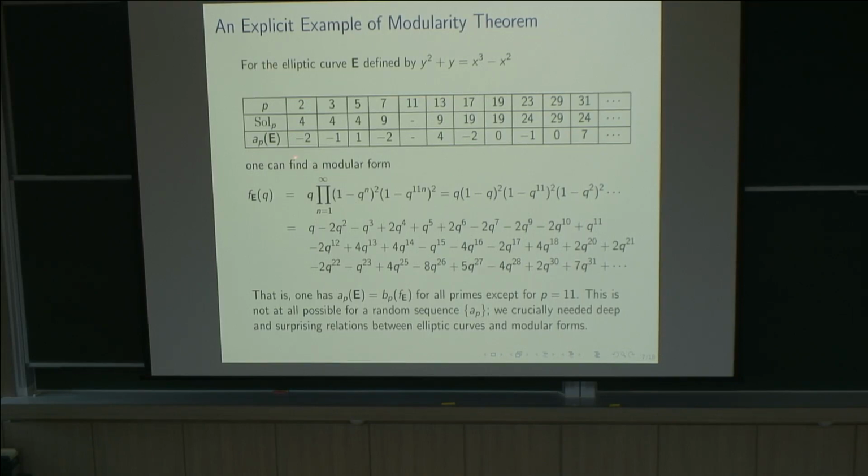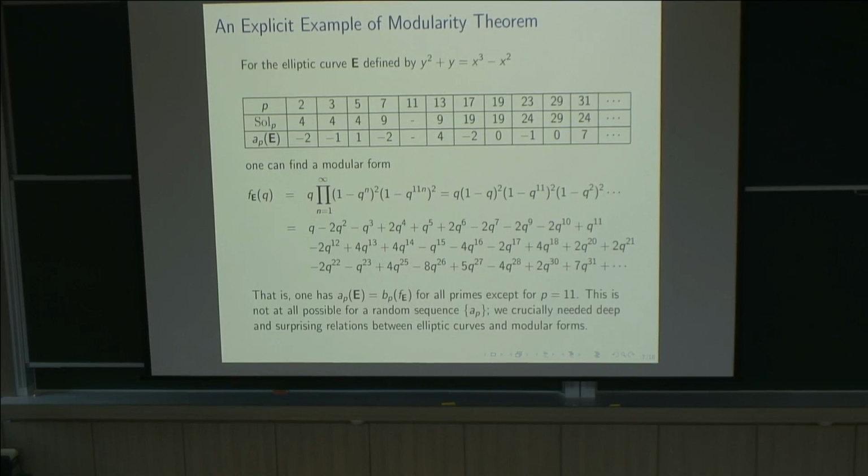And here's the claim. So -2, -1, -2. I'm saying that this is a modular form. If you look at the coefficients of this Fourier expansion, this -2, you can see here. This -1, you can see here. This 1, you can see here. This -2, there. 11, you don't care. 13, you have 4, and so on.